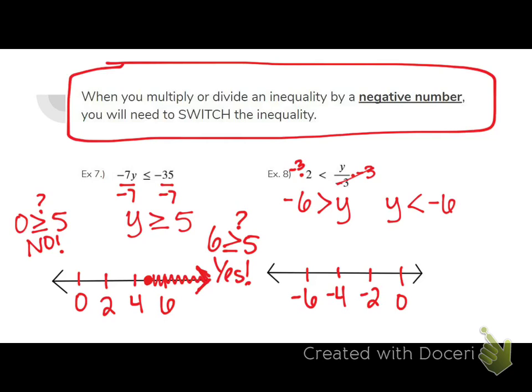Now that we're ready to graph, am I open or closed at negative 6? Open. Open, very good. Shaded to the left. Good. We go based off of our final answer when the variable's on the left side.